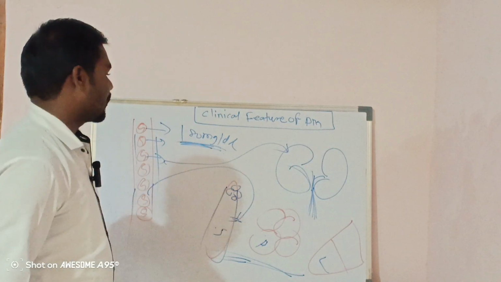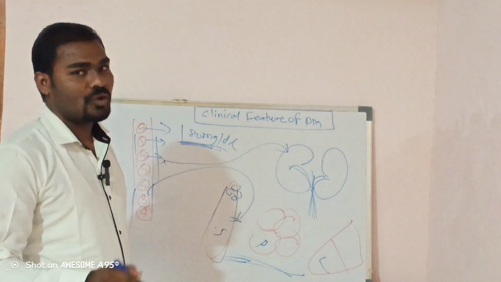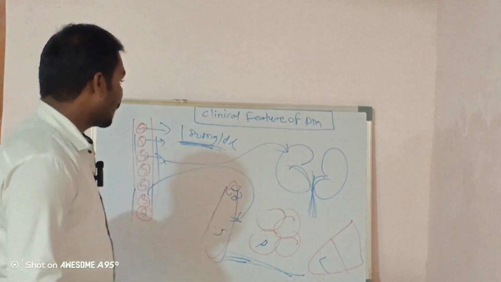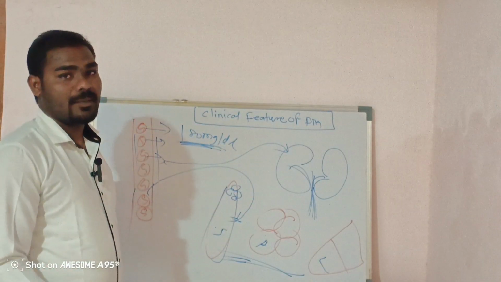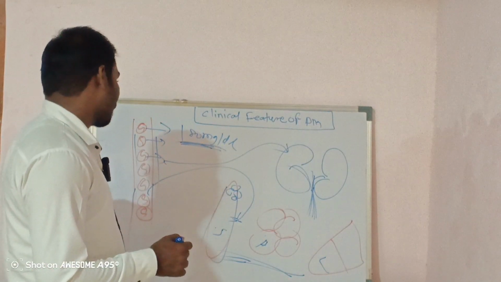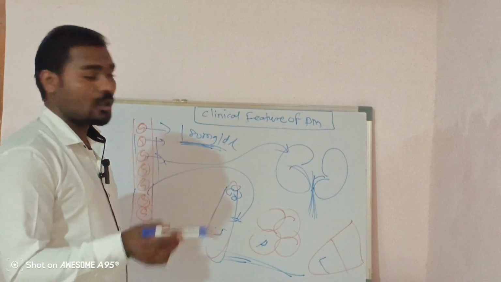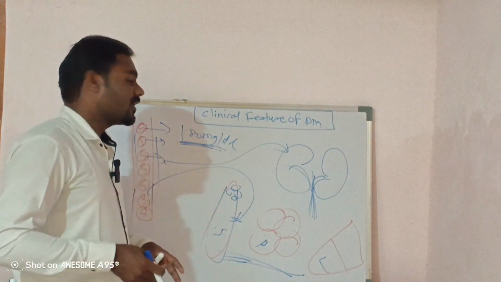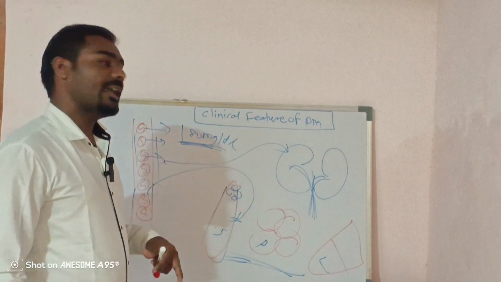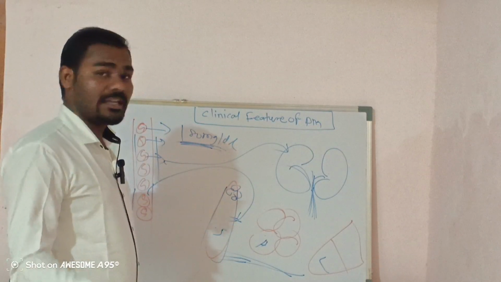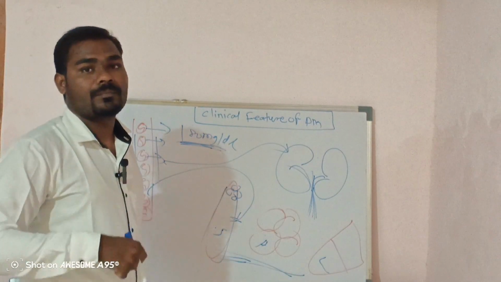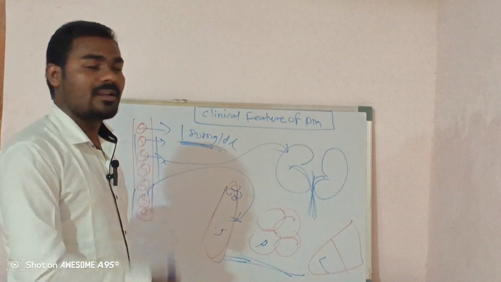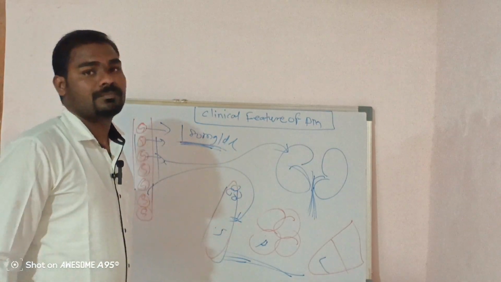These are the causes of polyuria, polydipsia, polyphagia. Polyuria leads to polydipsia, and weight loss leads to polyphagia. Because of weight loss, the hunger center in the brain gets activated, and that causes the person to eat more. That is polyphagia, meaning eating more.